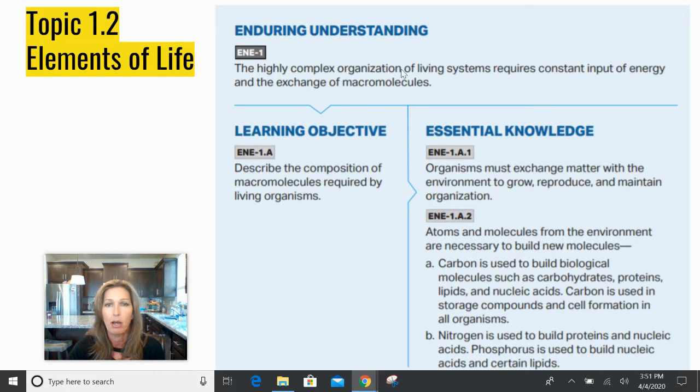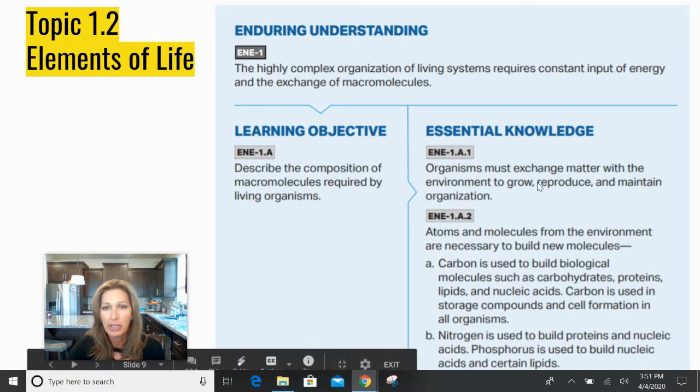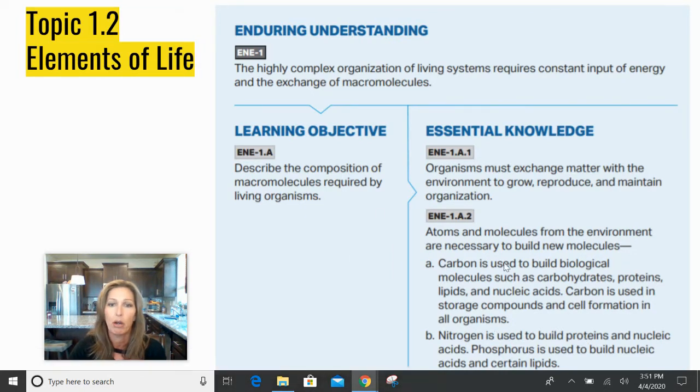When we talk about this complex organization of living systems, it requires this input of energy and the exchange of macromolecules. So we need to be able to describe the composition of macromolecules required by living organisms. Especially here, we are talking about carbon, nitrogen, phosphorus, and oxygen. So it's making sure that we are really clear about the basic elements of life.